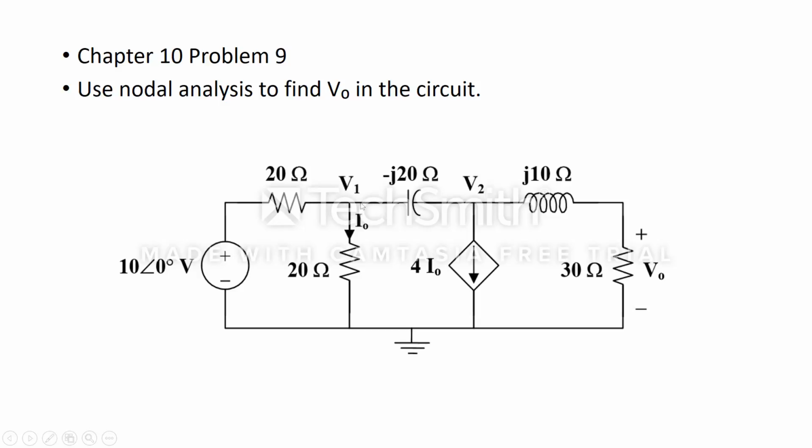So the question says that we need to find V0, which is over here, and this is I naught, the current flowing through this branch, and this dependent source depends on it, so it amplifies 4 times I naught in this branch. There are also two nodes where we have V1 over here and V2 over here, and this entire line at the bottom is considered to be a ground connection, so we can assume it as a zero potential point.